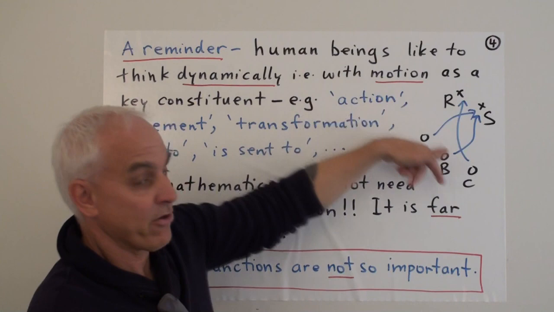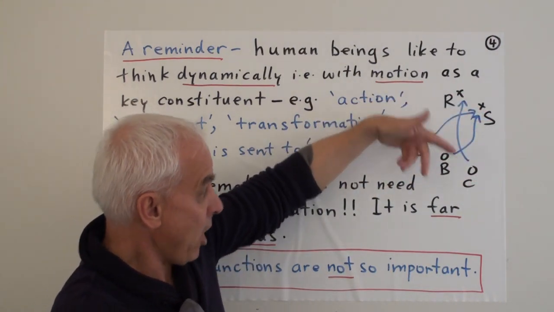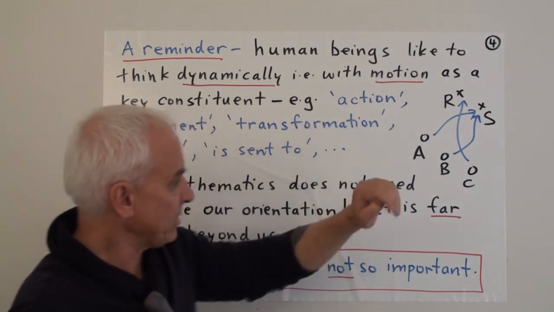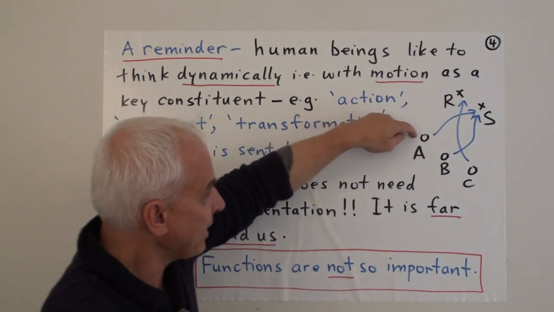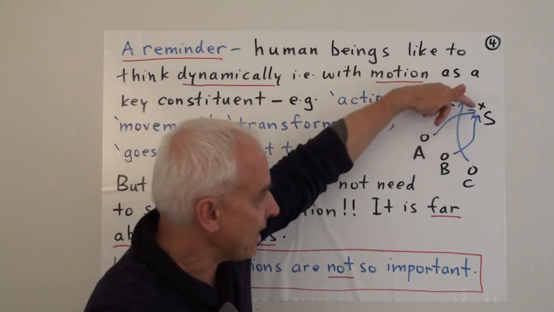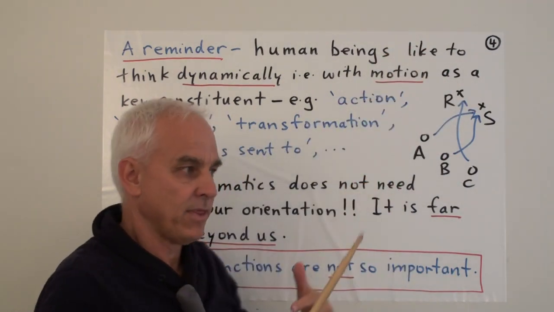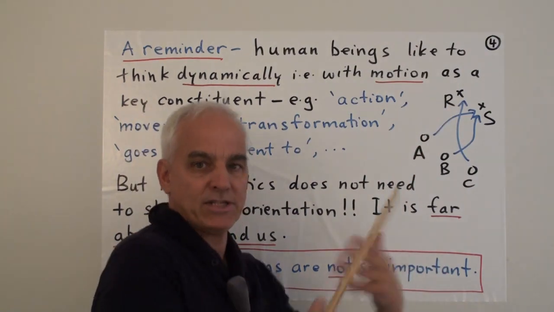For example, we like diagrams like this. We have three objects A, B, and C over here, and two other objects R and S. And we say that, aha, here we see that A gets sent to S, B gets sent to S, C gets sent to R. We think of this as some kind of dynamic process.